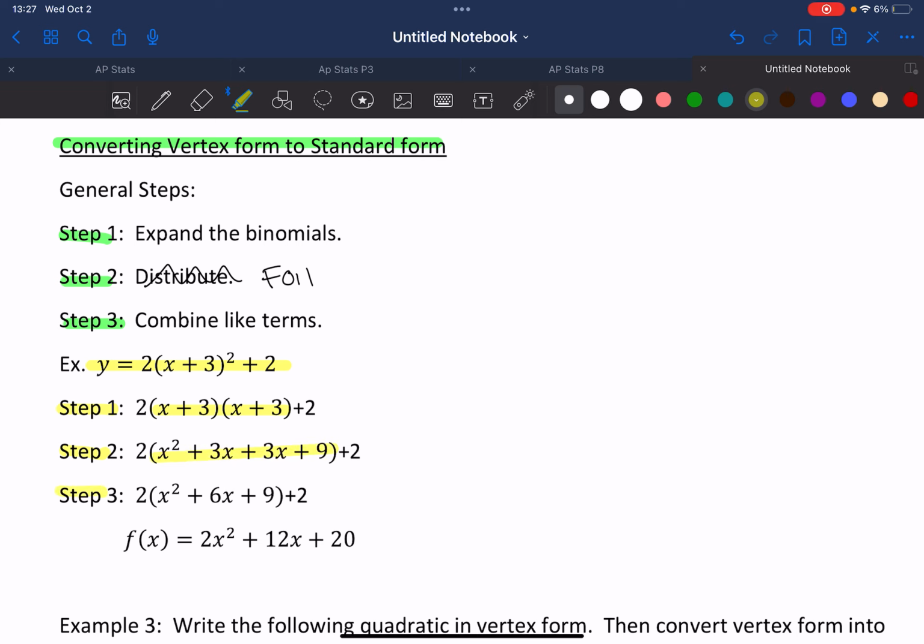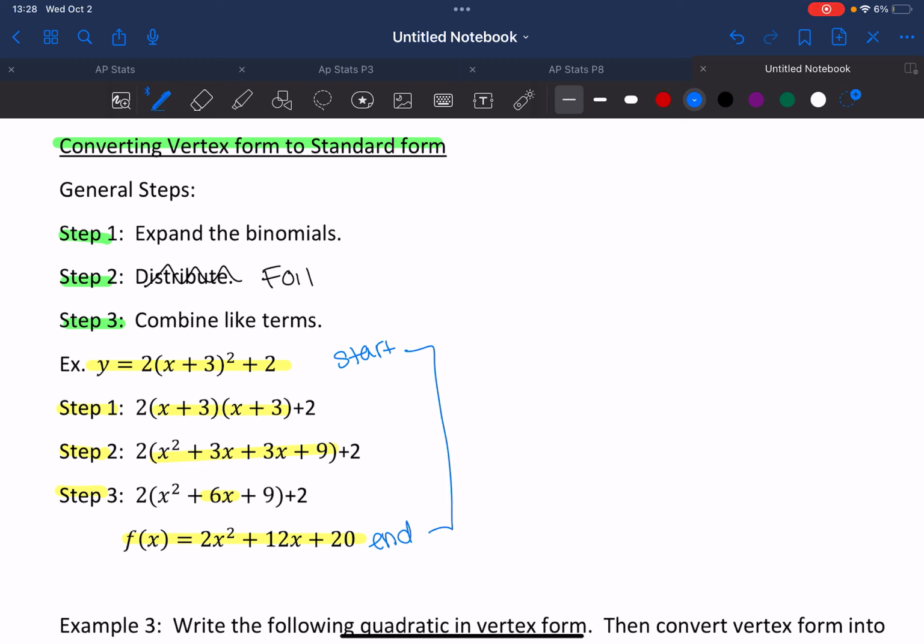Step 3, they combined like terms. And then in the last step, they distributed the 2 and then combined like terms again to get our final answer in standard form. So this was our start in vertex form and our end in standard form.